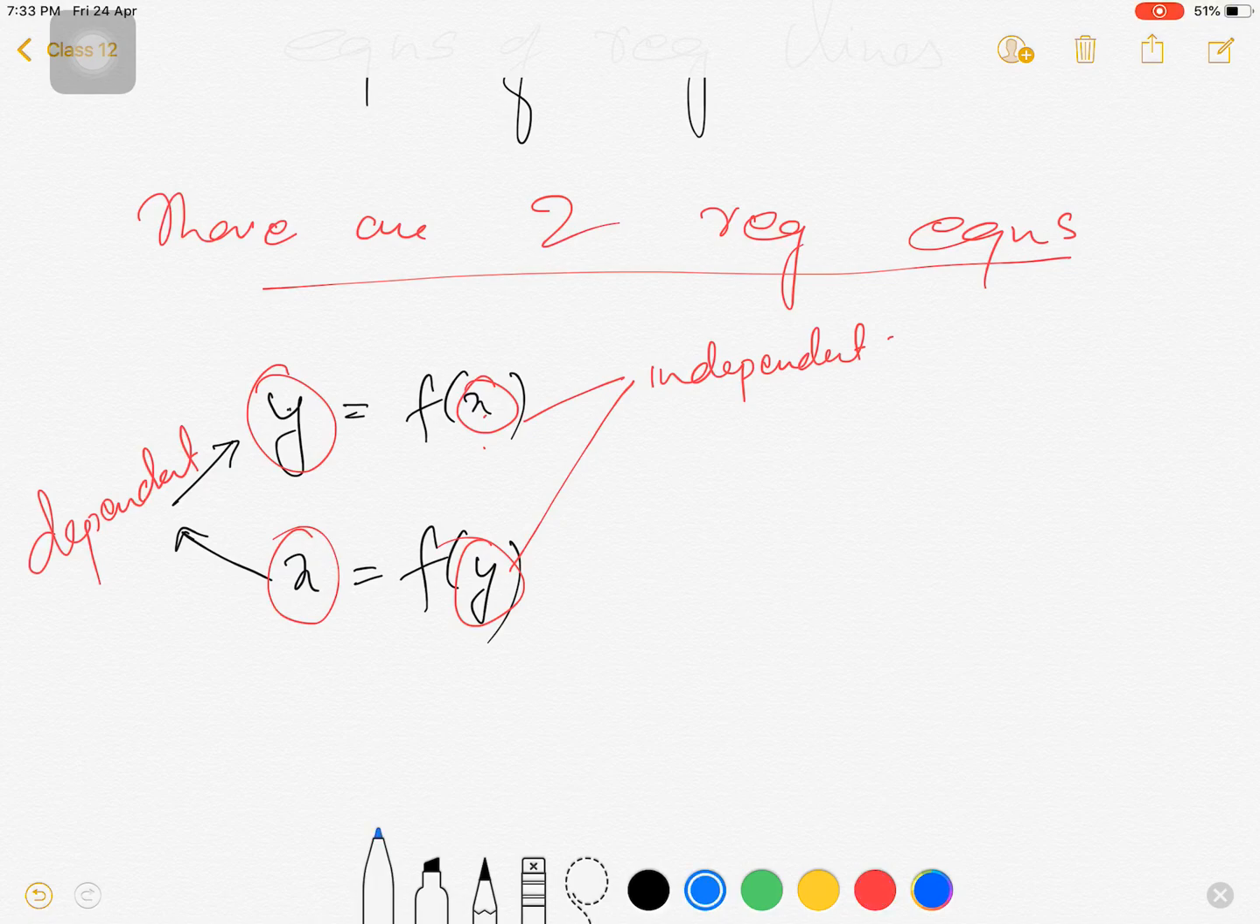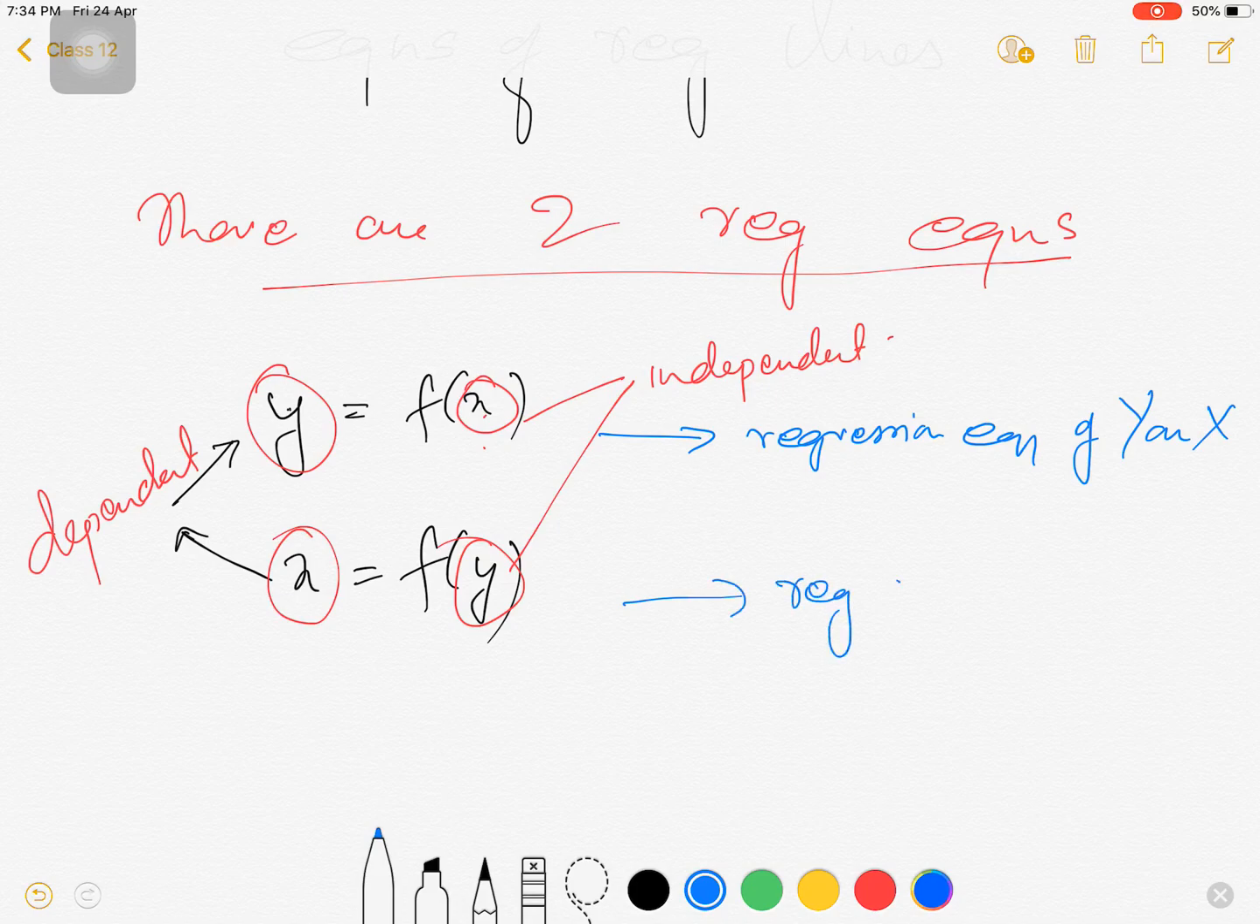So these regression equations have names. What is this first one called? This first one is called the regression equation of y on x. Mind it, it's called y on x. And this one is the regression equation of x on y. It's called x on y.